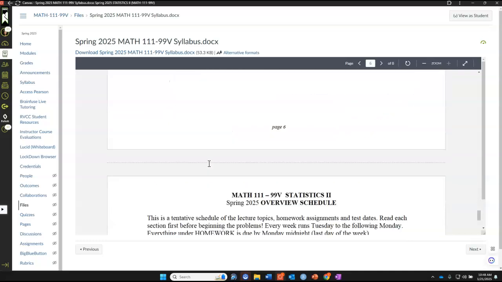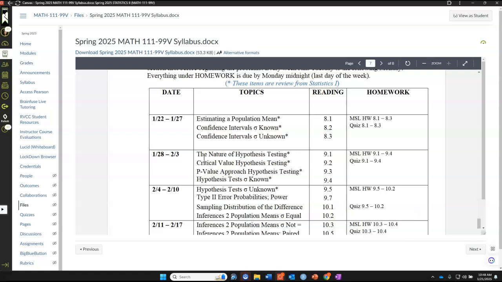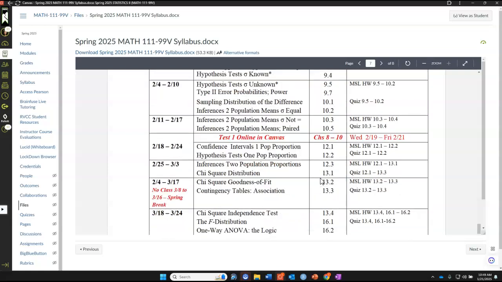And let me just get to the schedule. So here's our schedule. These weeks will correspond with modules in the Canvas course. So each week you'll have a set of topics. You'll have some of the MyStatLab homeworks to do, and you'll have a quiz to do. So that'll be your weekly assignments. There will be 3 exams plus a final.